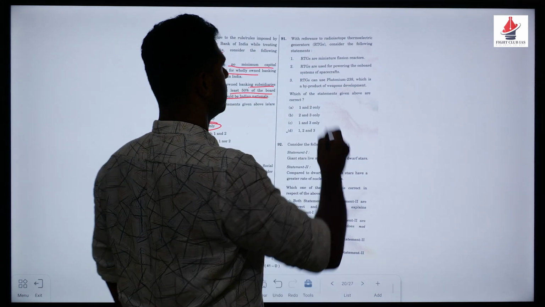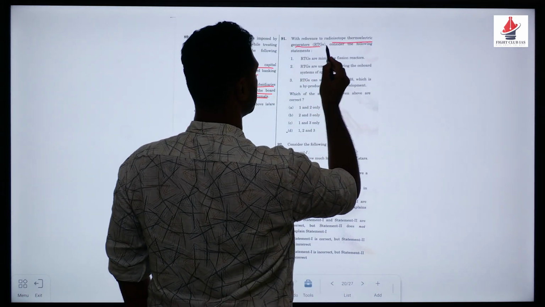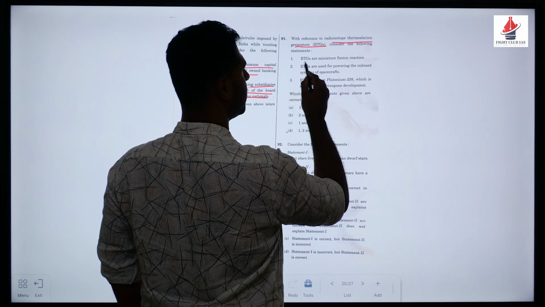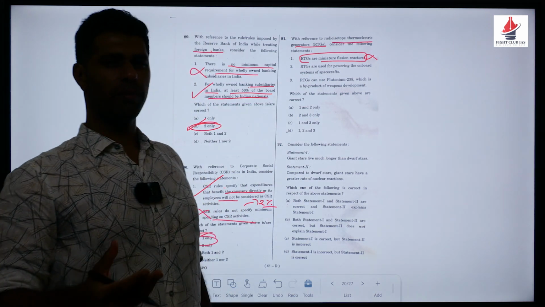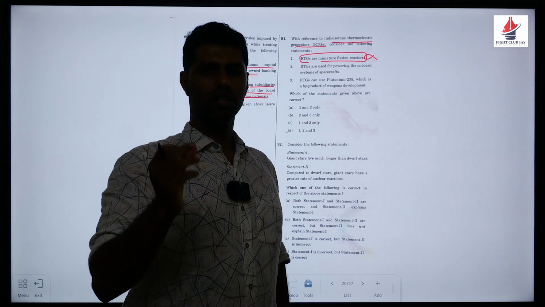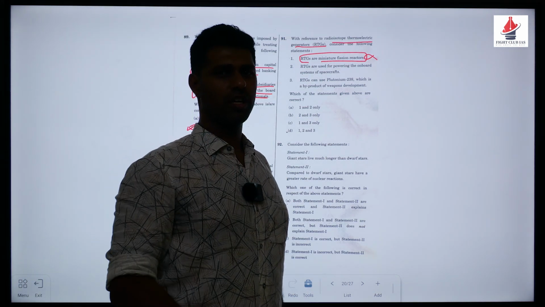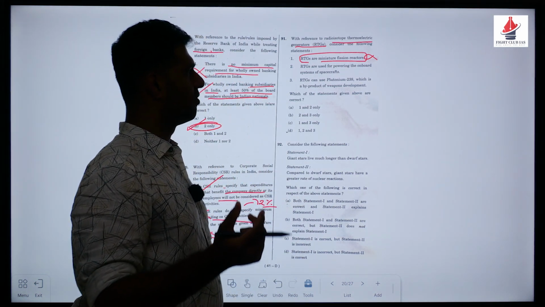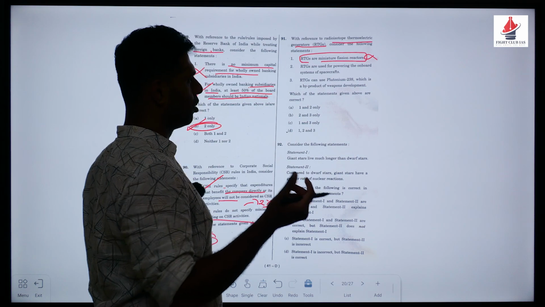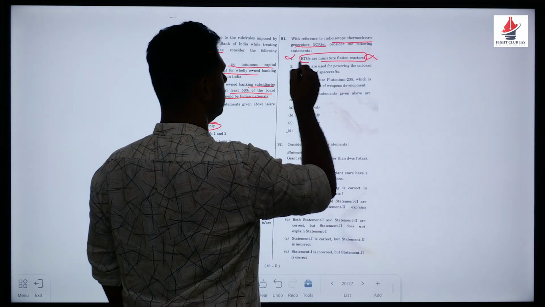Coming to 91st. With reference to radioisotope thermoelectric generators, consider the following statements. RTGs are miniature fission reactors. No. They're generally considered as more of nuclear batteries rather than fission reactors. Small nuclear batteries are coming out, and China has already started patenting this technology. So RTGs are not fission reactors, they're basically small nuclear batteries, right?